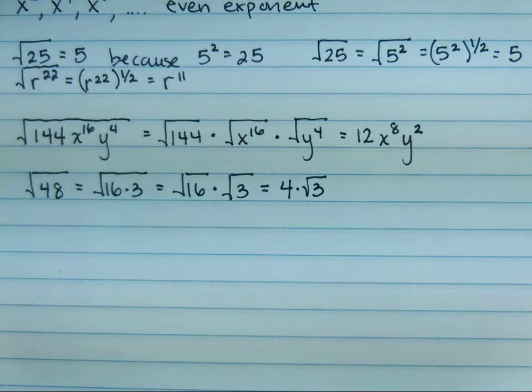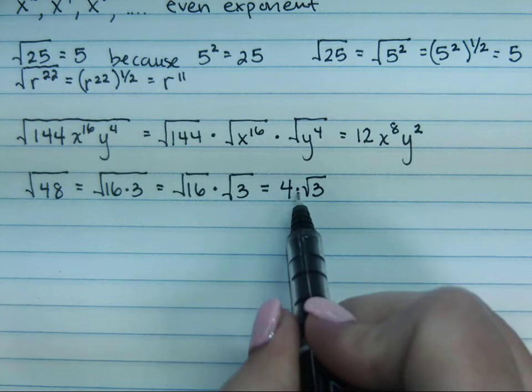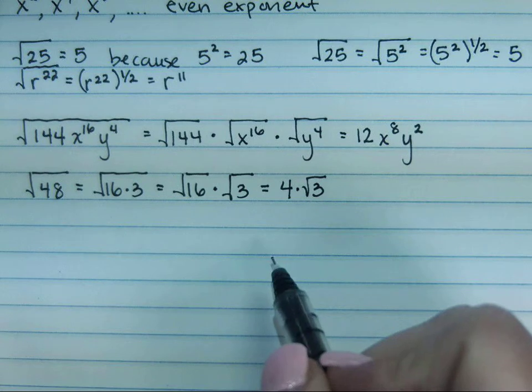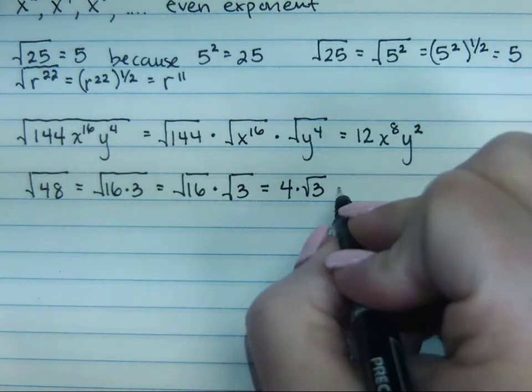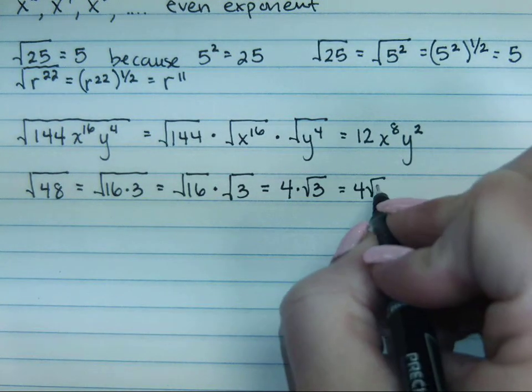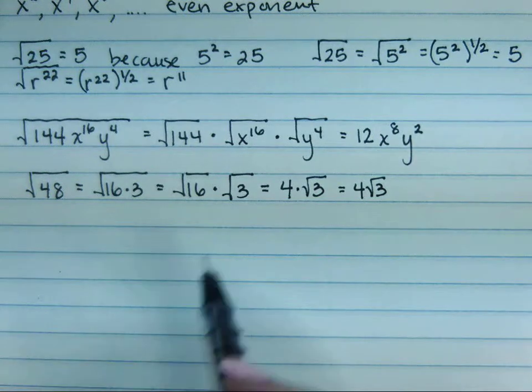And so you could either put the little multiplication symbol here to remind yourself that it's 4 times root 3, or you can just write simply 4 root 3. As long as you remember that that's multiplication, you don't need to put the symbol.